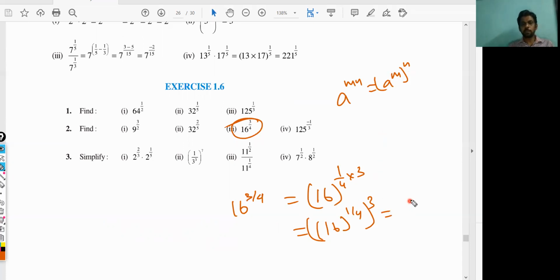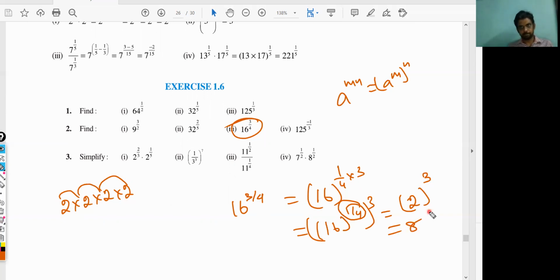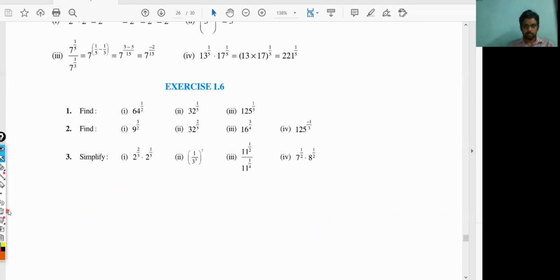So 16 power 1 by 4, I should look for a number which, when multiplying 4 times, I should get 16. So what is the number? 2. So try multiplying 2 four times. 2 2s are 4, 4 2s are 8, 8 2s are 16. So 16 power 1 by 4 is 2. So 2 power 3, I have to multiply 2 three times. It should be 8. Fine. For example, I have done this one. So we'll see the other problems in the online session.